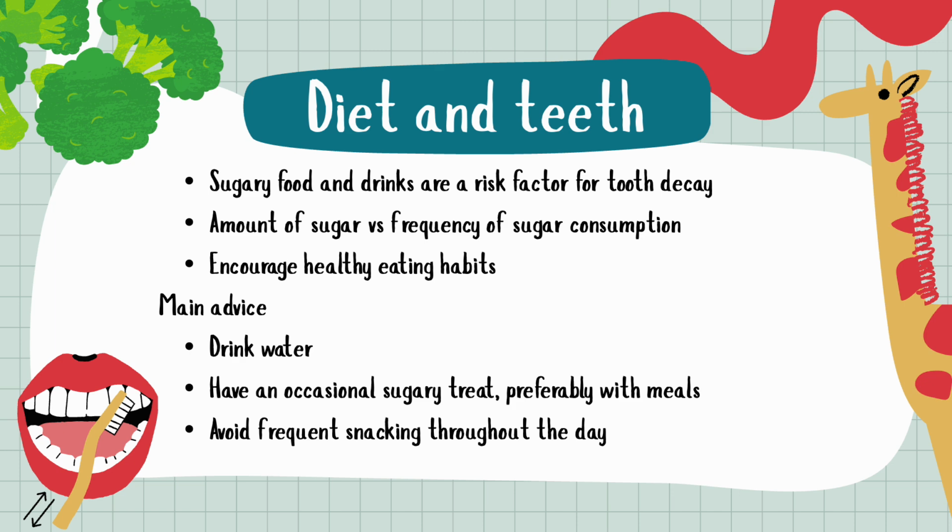For example, eating a chocolate bar in one go is much less harmful than sipping a sugary drink all afternoon, because there are fewer frequent acid attacks on your teeth. It's also worth remembering that even items that seem healthy, such as fruit juices, contain lots of high natural sugars that still pose a big risk to tooth decay if sipped frequently.